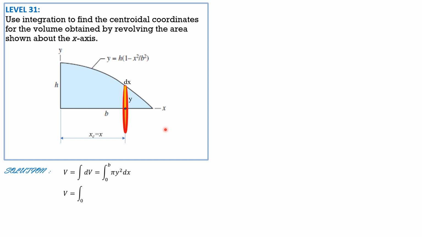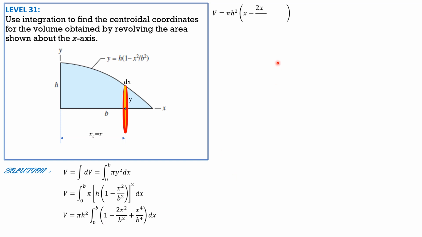Substitute the value of y. So integral from 0 to b of pi h quantity 1 minus x square over b square, squared, dx. Expanding, so volume equals pi h square times the integral 0 to b of 1 minus 2x square over b square plus x to the fourth over b to the fourth dx. So integrating, volume equals pi h square quantity x minus 2x cubed over 3b square plus x to the 5 over 5b to the fourth from 0 to b.